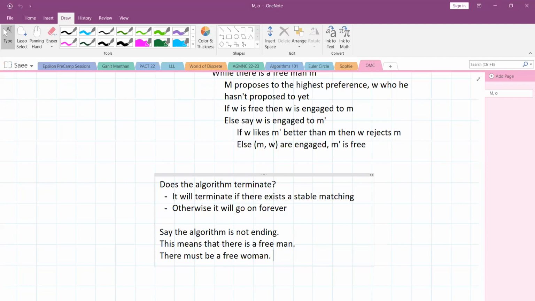So M and the free woman will necessarily be paired up with each other, because the woman who's free does not have any other option but to get engaged with that person. Exactly, awesome, great. So let's call this free man M and this free woman W. Then M must have, okay, one second.